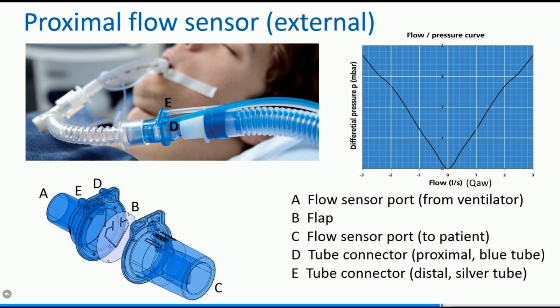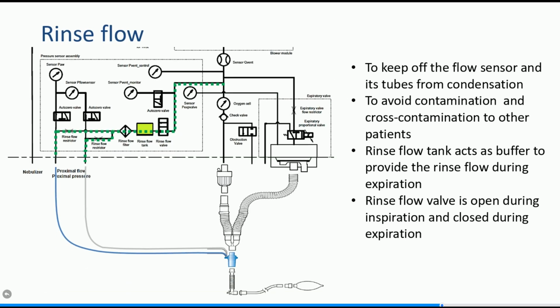The flow sensor is highly accurate even in the presence of secretions, moisture, and nebulized medications. The Hamilton T1 continuously flushes the sensing tubes with mixed gases to eliminate the possibility of contamination from the patient, condensing humidity in the measuring tubes, and cross-contamination to other patients. This rinse flow is supplied by the rinse flow tank.